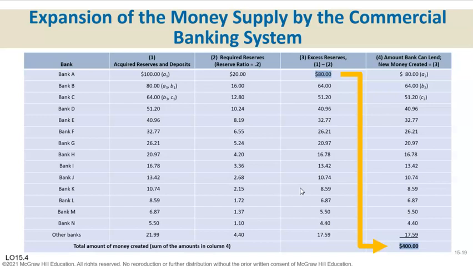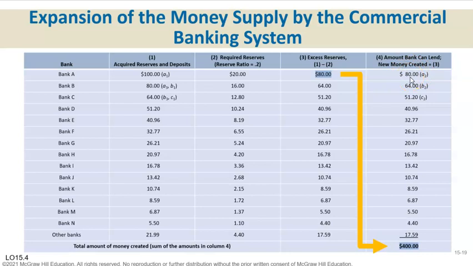So this is what happens when we have an initial change in the money supply. We have a new deposit of $100 into a bank. That bank is going to hold on to the required reserves, and remember that's 20%. So they're going to hold on to 20% of it. The rest of it is $80, that's their excess reserves, and they're going to loan that out. This loan is an increase in the money supply. So now we can see how the initial increase of $100 caused another increase in the money supply of $80.